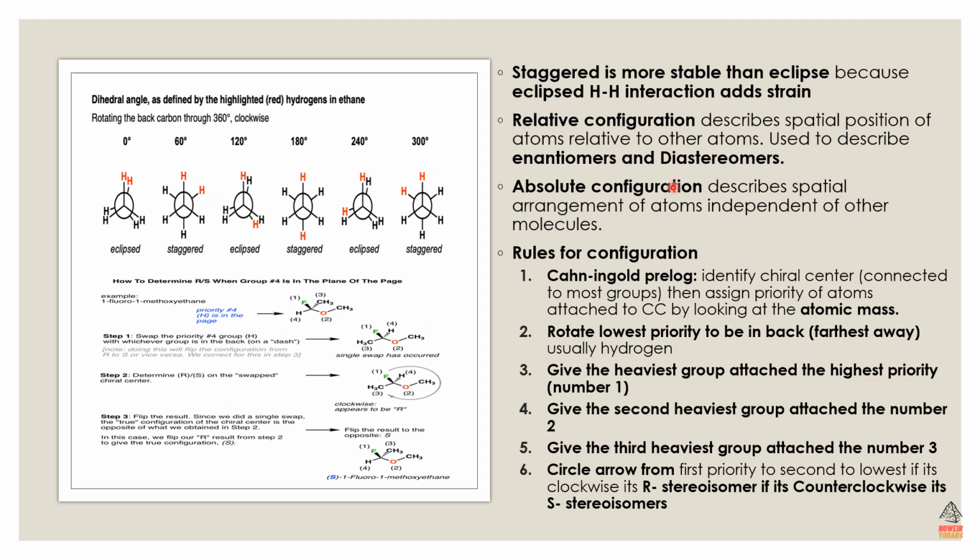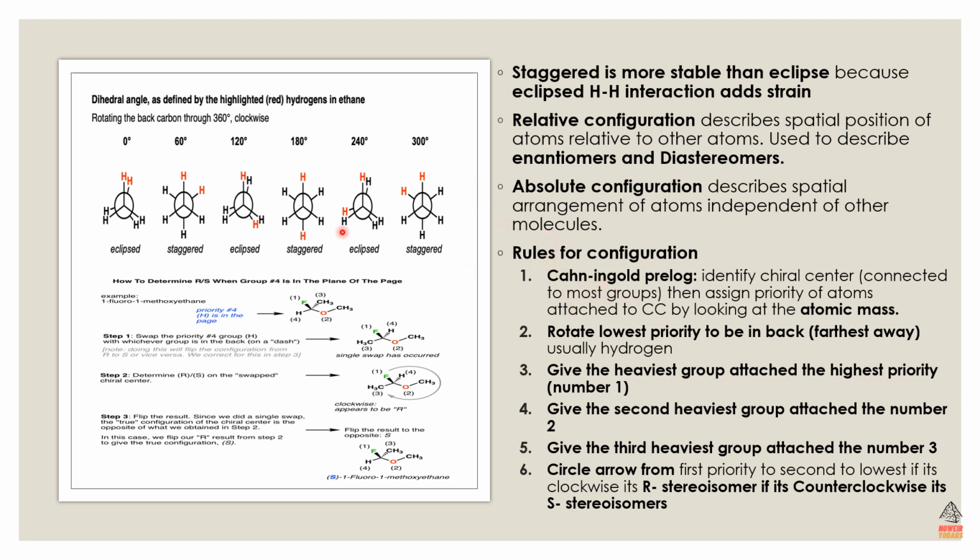And you have relative configurations. These describe the spatial position of the atoms relative to each other, and they are used to describe enantiomers and diastereomers. And then you have absolute configuration, which describes the spatial arrangement of the atoms independent of other molecules. So now, let's say you get a molecule and you need to figure out whether it's R or S configuration. We're going to start with the Cahn-Ingold-Prelog rules.